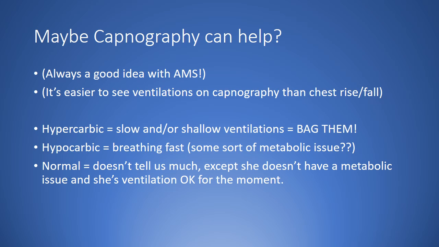Hypocarbic, meaning they're breathing fast, and that might be some sort of metabolic issue. Remember that DKA patient we had last week? They had hypocarbia. The carbon dioxide was low because they were breathing off too much. So maybe they have some sort of metabolic issue. Remember, some other things create acid, like lactic acid, aspirin overdose. They might be breathing fast to compensate for something like that. Normal doesn't tell us anything particular except that they don't have a metabolic issue and they're ventilating okay for the moment.